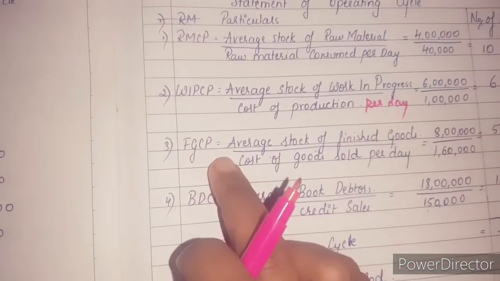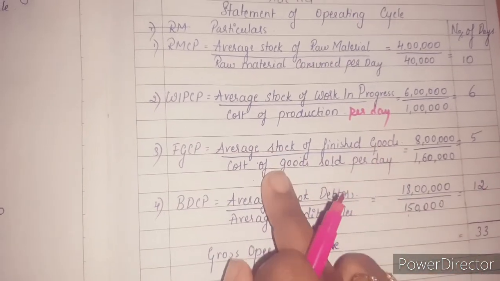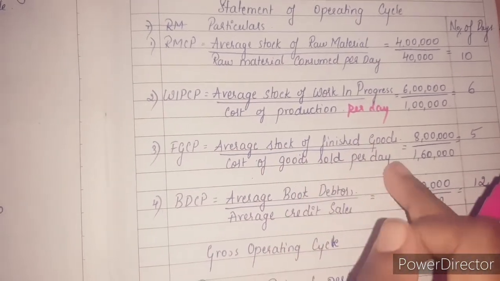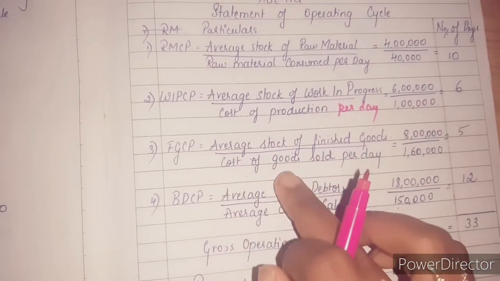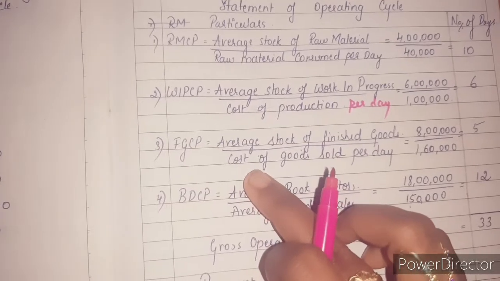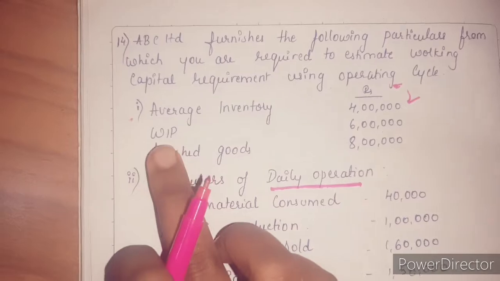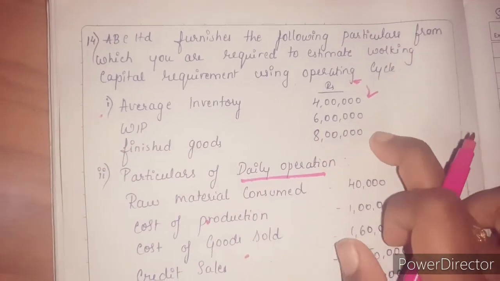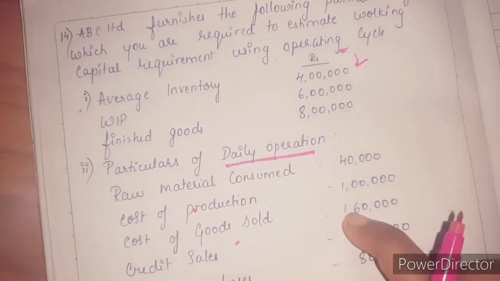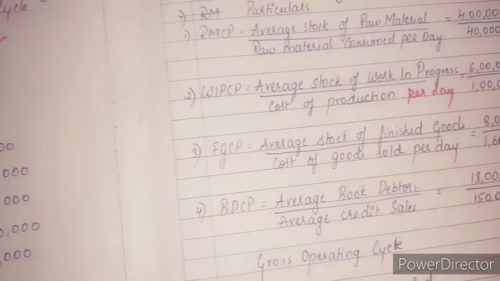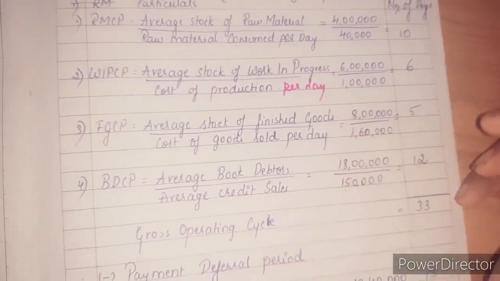Next, finished goods conversion period is equal to average stock of finished goods divided by cost of goods sold per day. Finished goods are on the basis of cost of goods sold per day. Finished goods 8 lakh, cost of goods sold per day is 1,60,000. 8 lakh divided by 1,60,000.